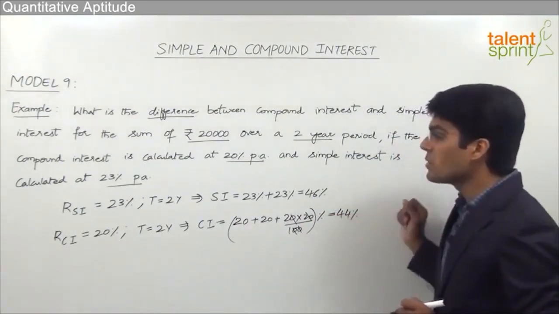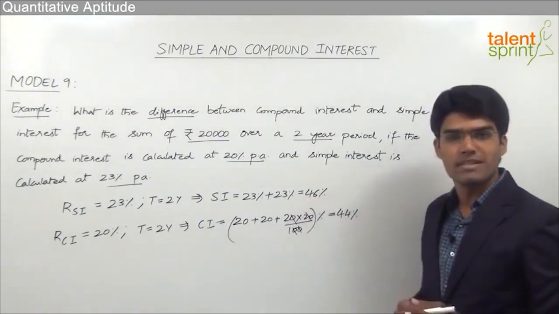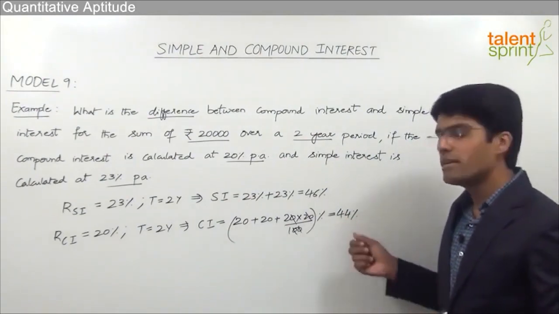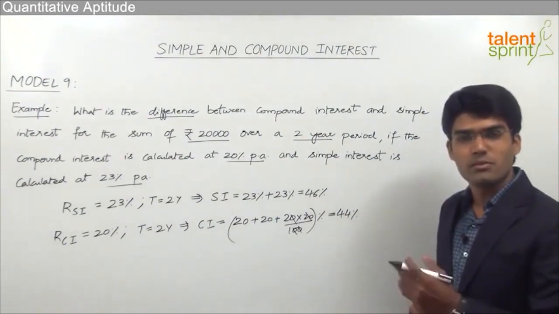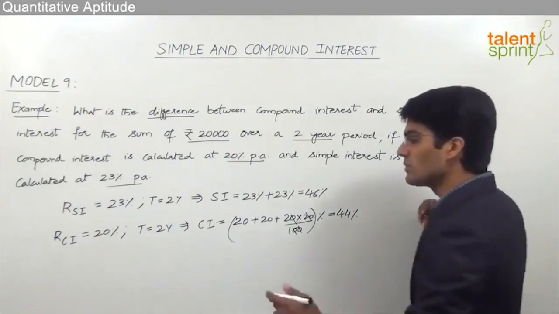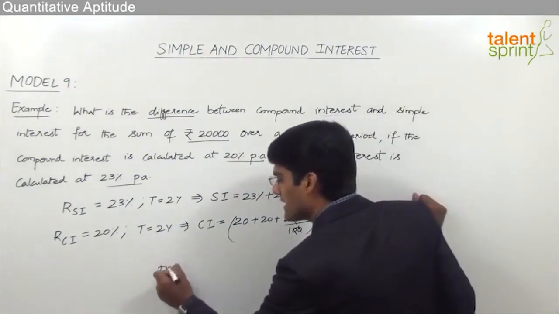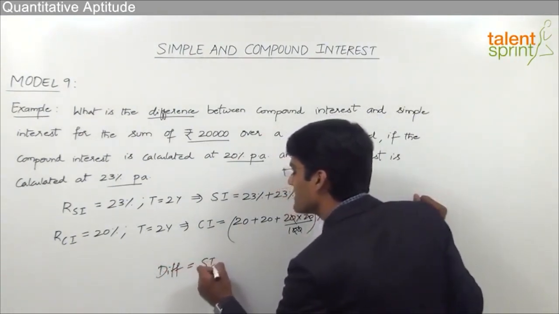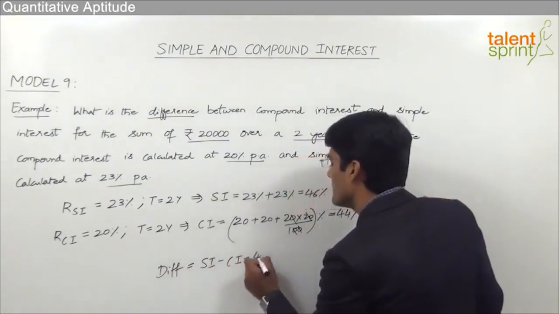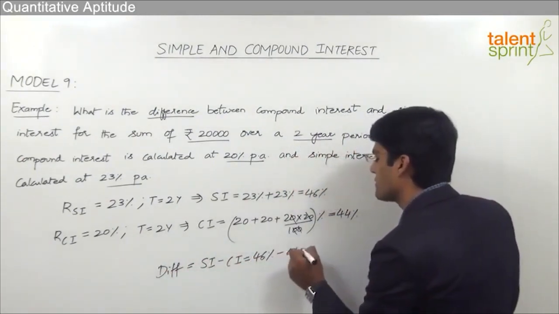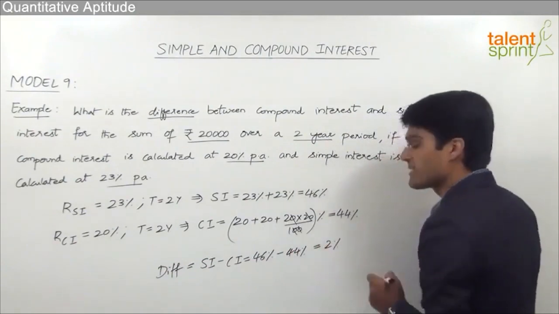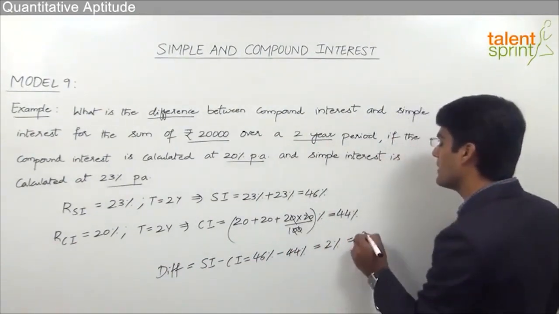So as you can see here, the total simple interest that is generated is 46%. And the total compound interest is 44%, and we are supposed to find out the difference between these two. So we can say that the difference here, that is SI minus CI, would be equal to 46% minus 44%, that is equal to 2%, and this 2% has to be calculated.